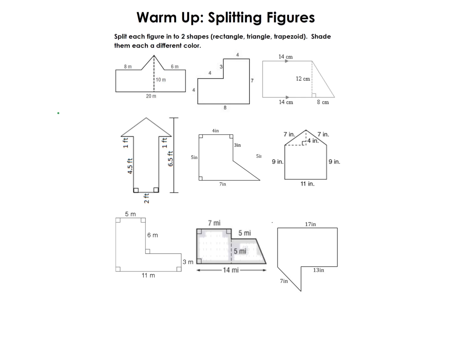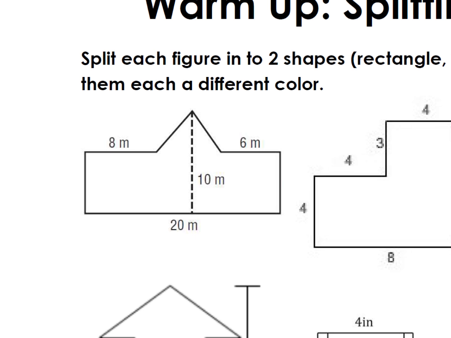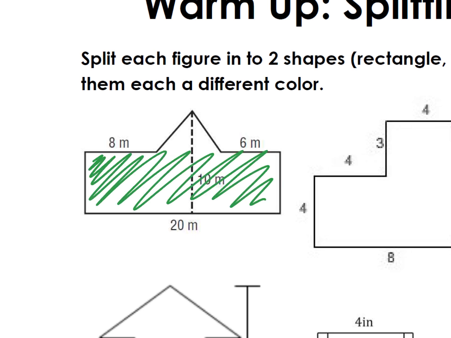All right, let's take a look at today's warm-up. You were asked to split each figure into two shapes, such as a rectangle, a triangle, and a trapezoid. Shade them each a different color. So looking at this first shape, we should have a rectangle and a triangle.